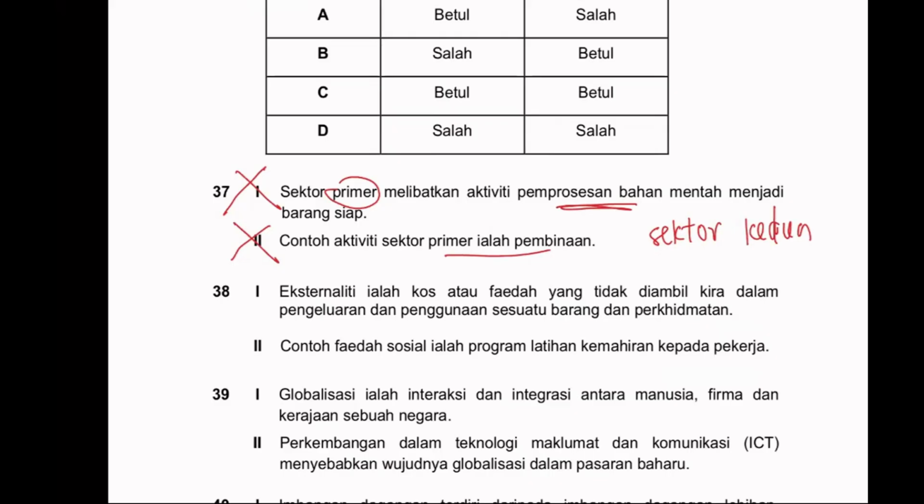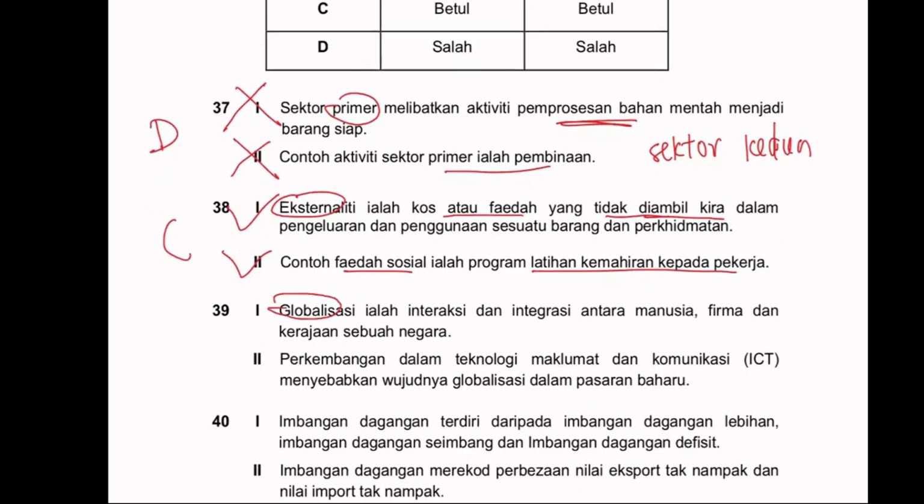Alright. Ya. Externality is a cost atau faedah diambil kira dalam pengeluaran. Tidak diambil kira. Okay, correct or not? Yes. Faedah social is a program latihan. Yes. Okay, wrong is donkey. Right is C.